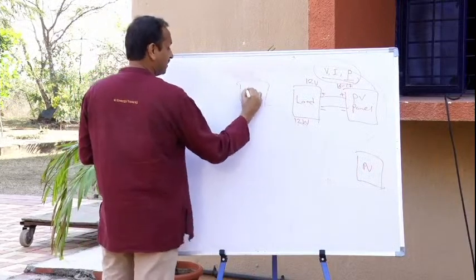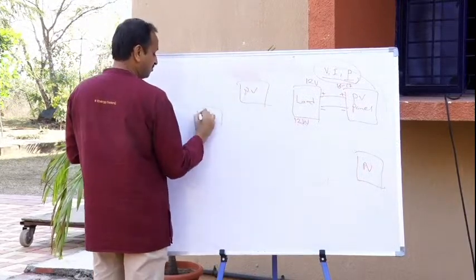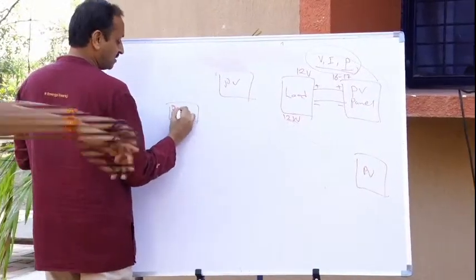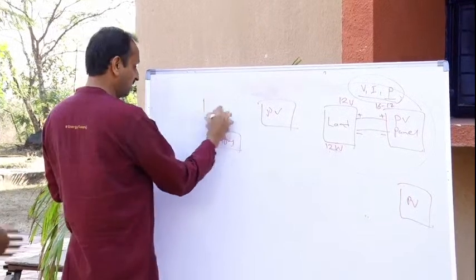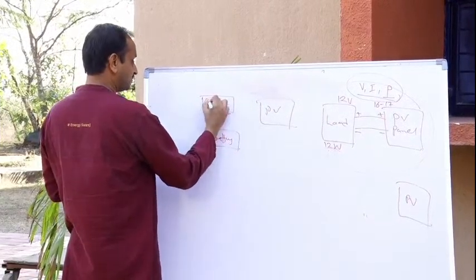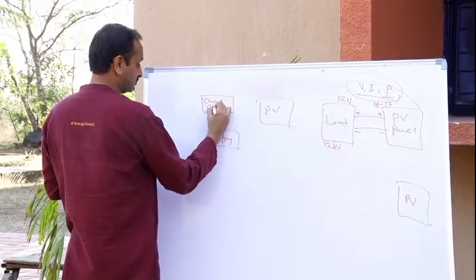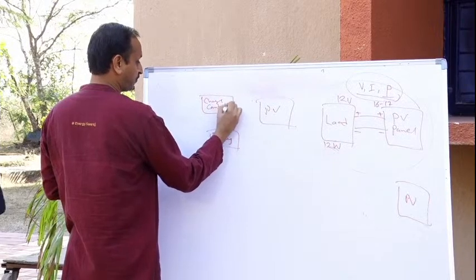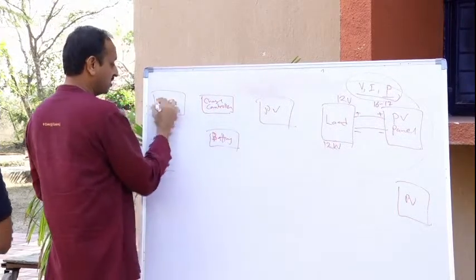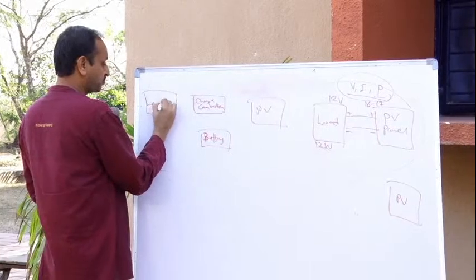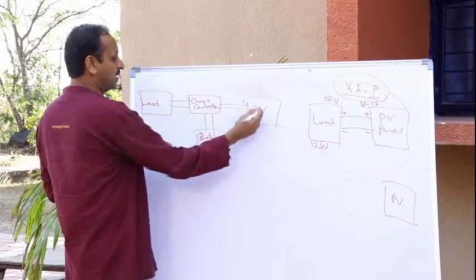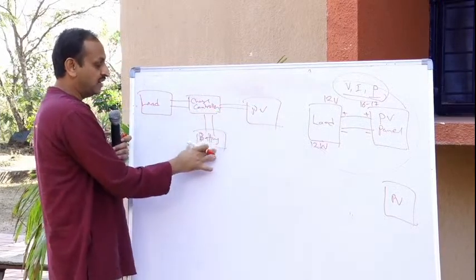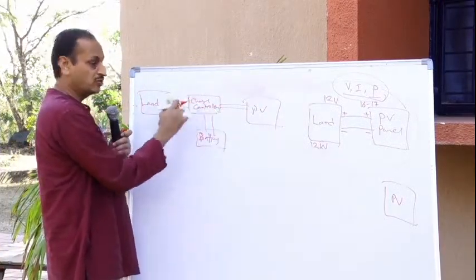Then I have a PV panel, a battery, but batteries are typically a very delicate equipment, and you need to have a charge controller. Then you can connect the load. So the connections are going to be like this: a PV panel is connected to the charge controller, the battery is connected to the charge controller, and the load is connected to the charge controller.